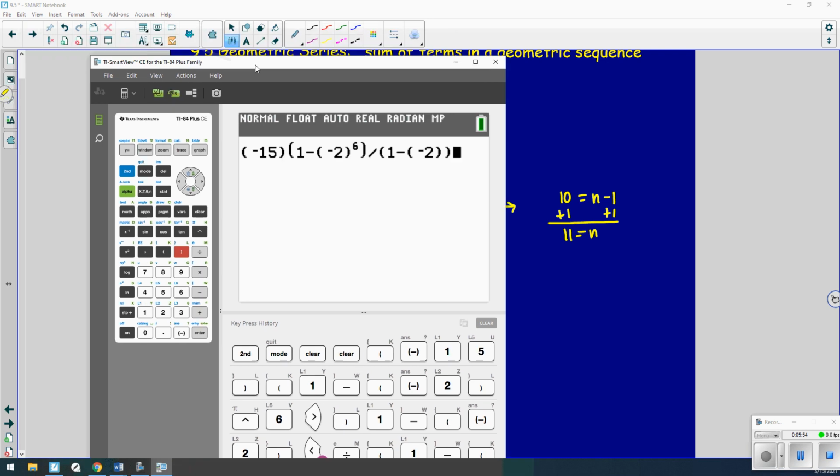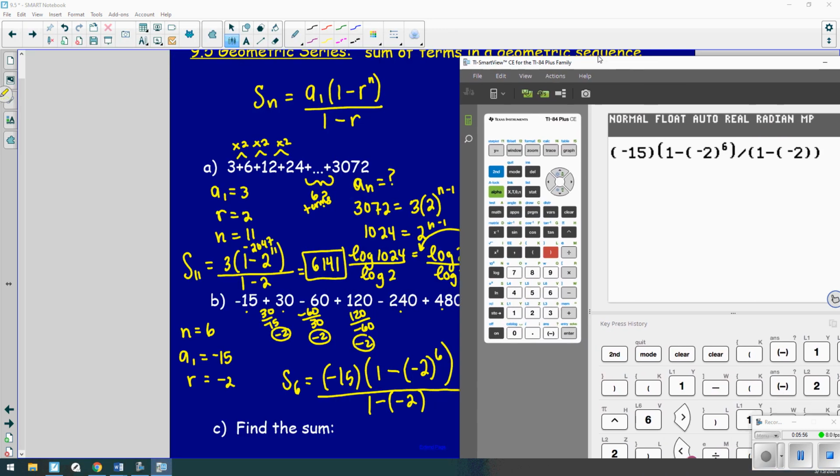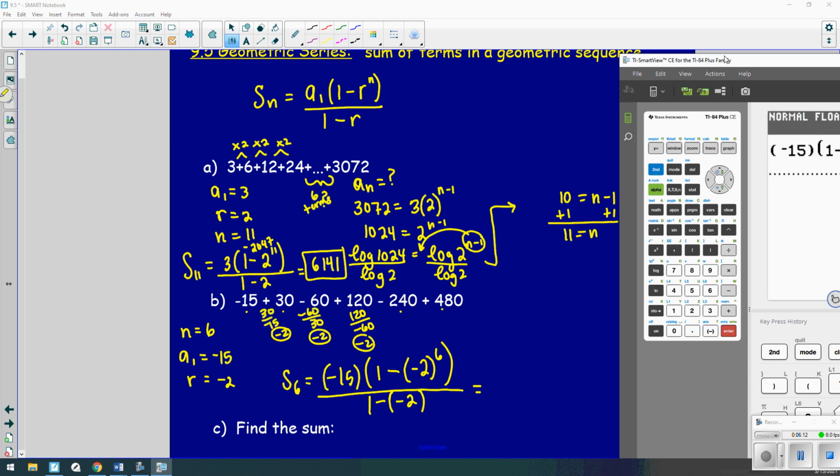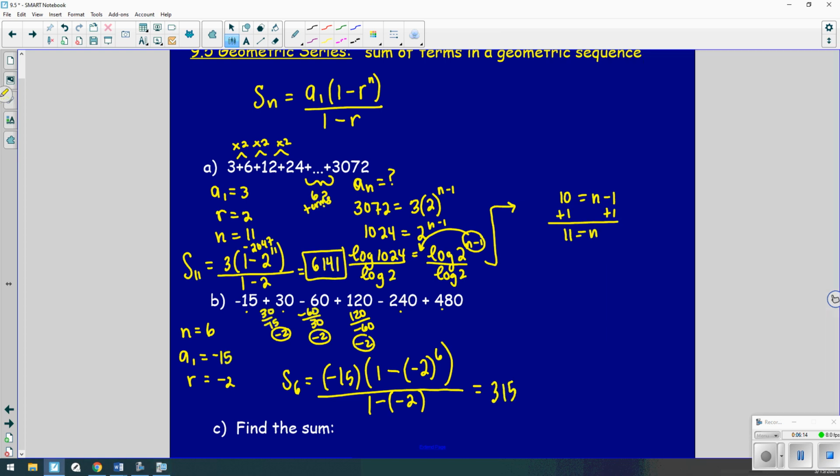Okay, so I'm going to pull this over here. Did I get that correct? -15 times the quantity 1 minus -2 to the 6th, close quantity, divided by 1 minus -2. All right, drum roll please, hit enter. I came up with 315. Okay, I'm pretty sure that's right. I could check it, of course, just by hand. I'm not going to, you trust me, I'm sure.